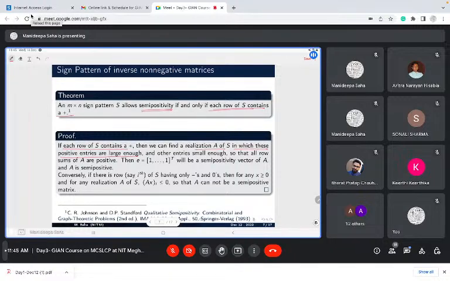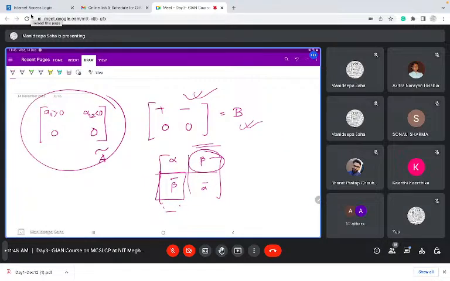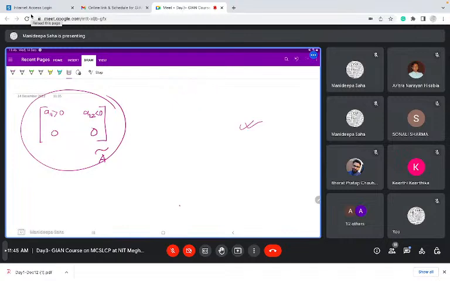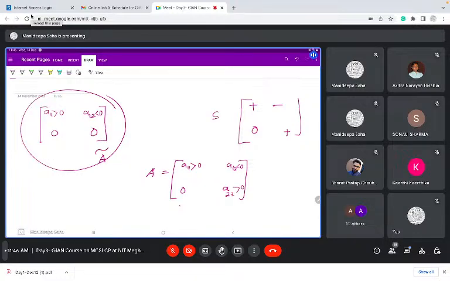So let me just tell you. I have a sign pattern matrix in which each row has a positive. This could be a negative element and this could be a zero element. We can always find a matrix which has this sign pattern. That means here A11 is positive, A12 is negative, this is zero, and here A22 is positive.